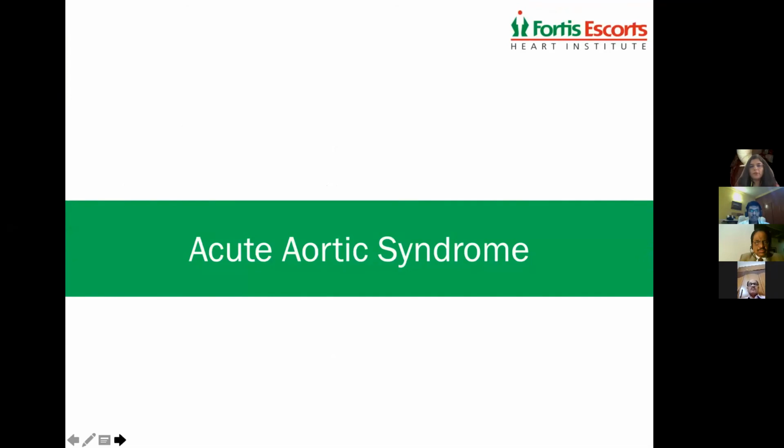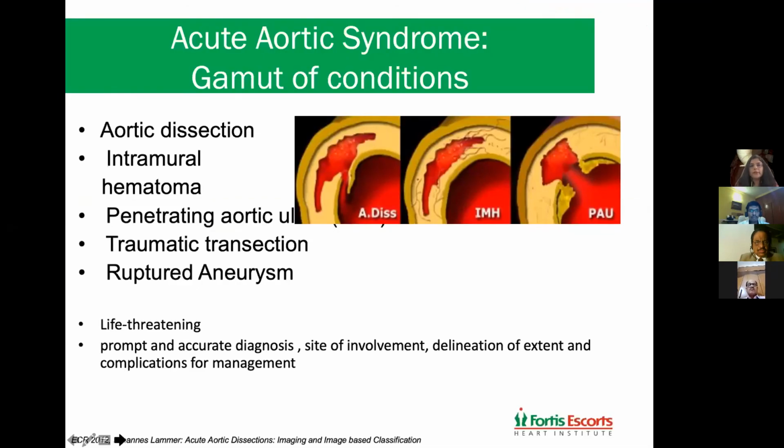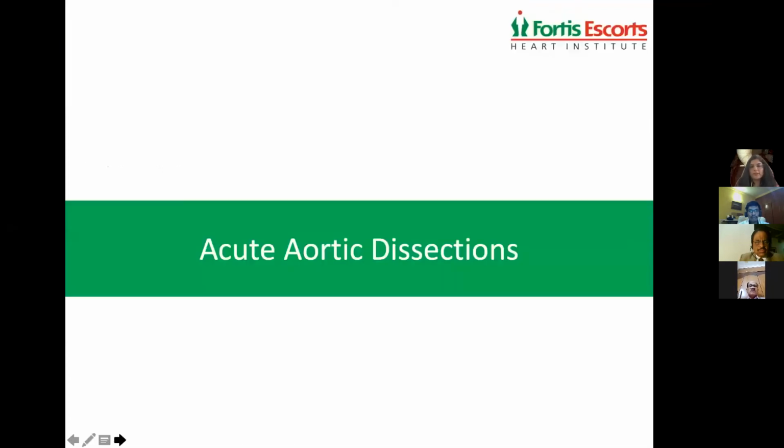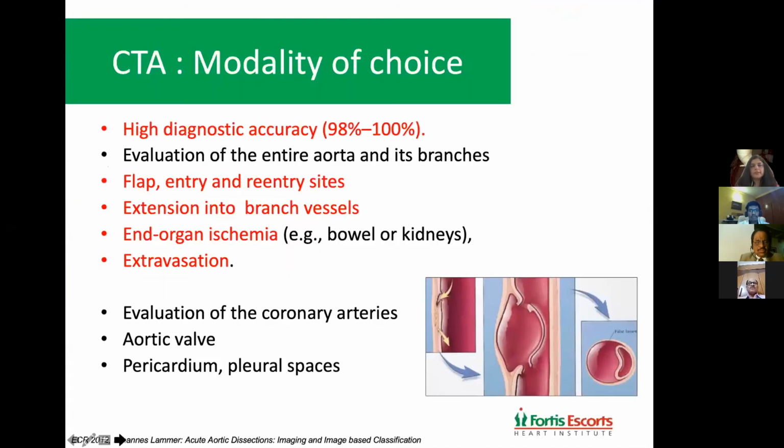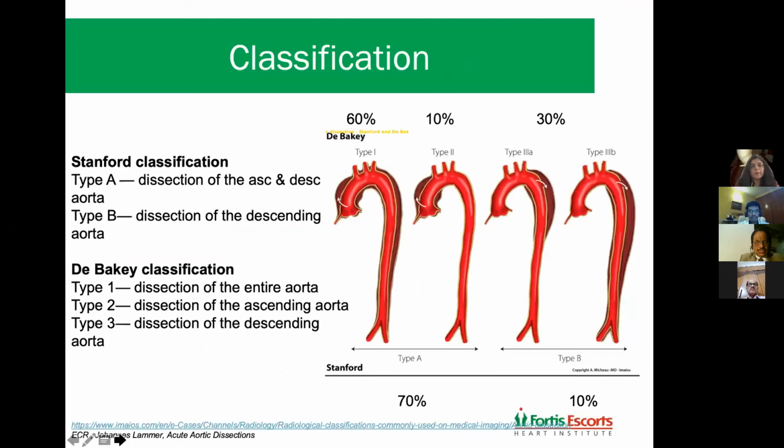When we talk about the acute aortic syndrome, the gamut of conditions includes aortic dissection, intramural hematomas, and penetrating ulcers. Then we have traumatic transections and ruptured aneurysms. Starting with acute aortic dissections, CT becomes the modality of choice where we can see not only the flap, we can see the entry, the re-entry sites, the extension into branch vessels, the end organ ischemia, and the extravasation. The classification, as we all know, can be the Stanford or the DeBakey type.